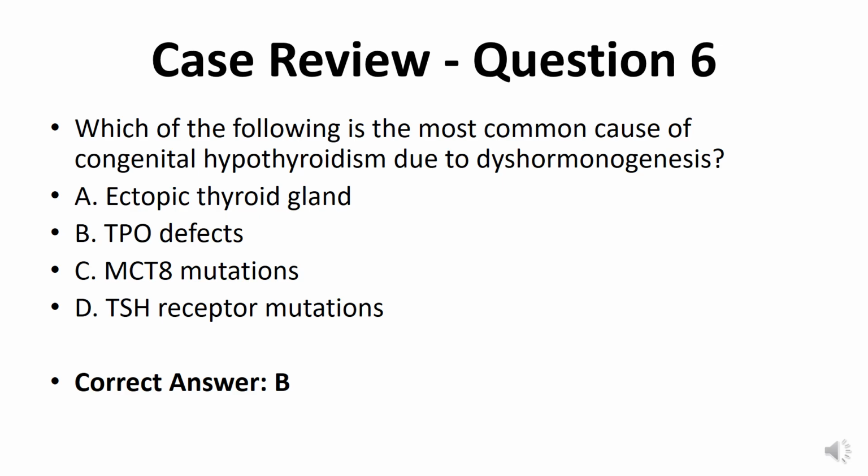This question highlights an important endocrine principle. Normal thyroid function depends not only on the presence of the gland, but also on the integrity of multiple specialized enzymes involved in hormone synthesis. Among those enzymes, thyroid peroxidase plays one of the most central roles. So, the most common cause of congenital hypothyroidism due to dyshormonogenesis is a thyroid peroxidase defect, making answer B correct.